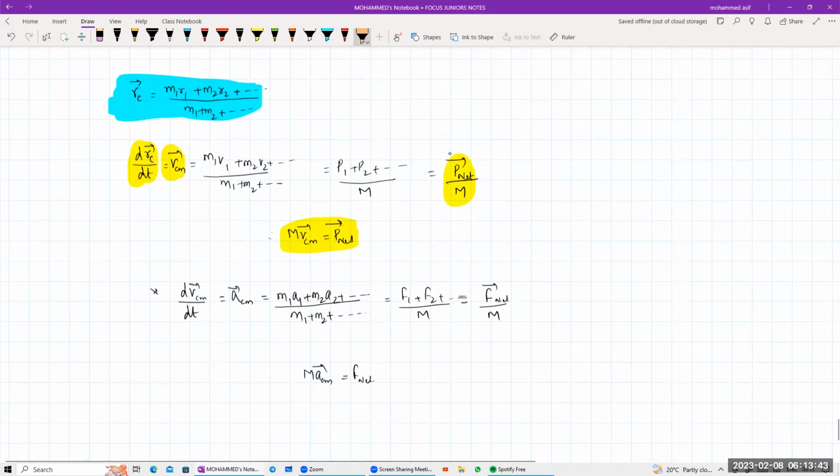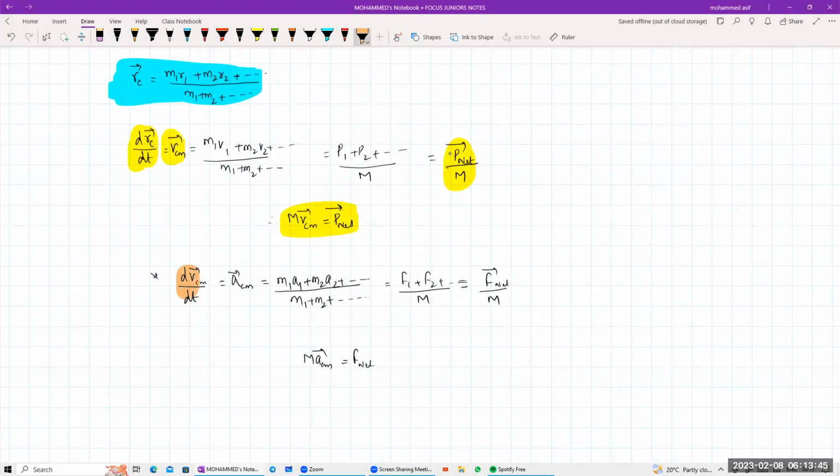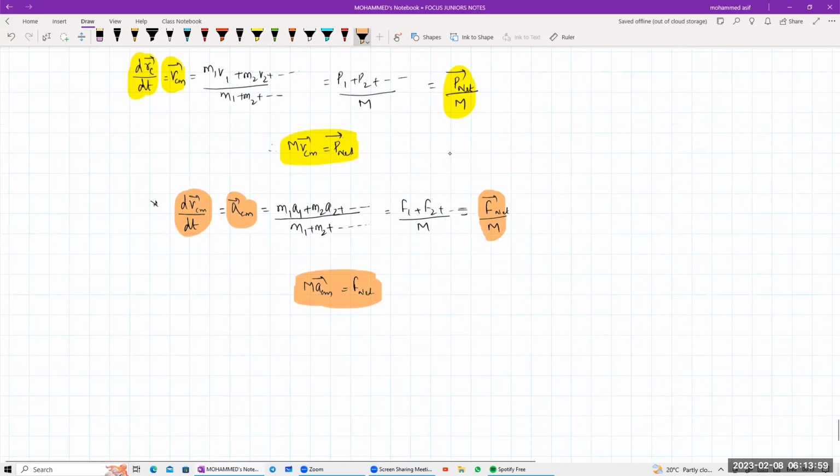Done, beta. The same way, if I differentiate the velocity with respect to time, that will give me the acceleration. It is F net divided by capital M. So M into A_CM will be equal to how much work, beta? F net.